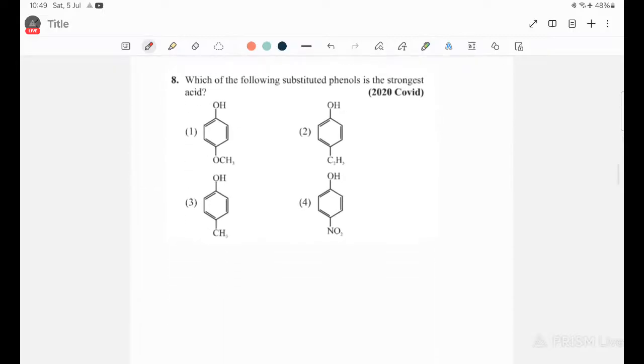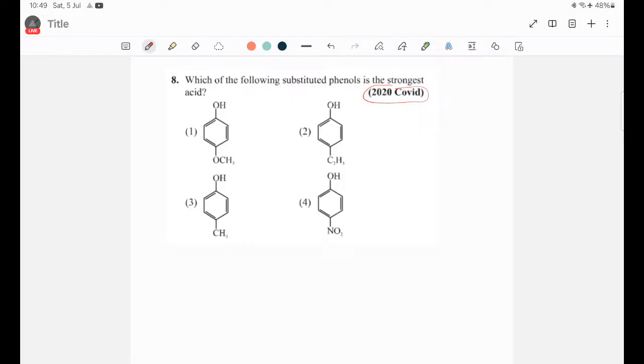Now moving to the 8th question. It also came in 2020. This is the COVID batch. So mostly in the COVID batch, whatever questions you get, mostly that will be easier than other years' questions. And this question is very good actually. I have already covered this in our regular classes. Mostly the regular students who have attended our regular classes should answer.